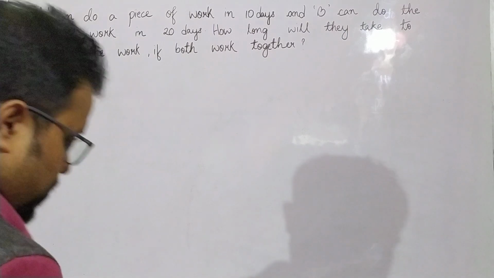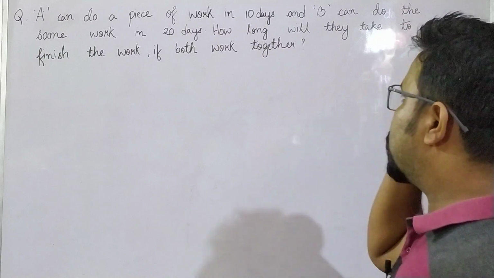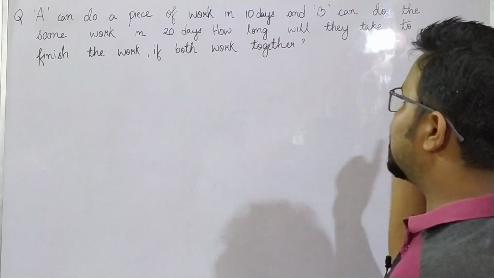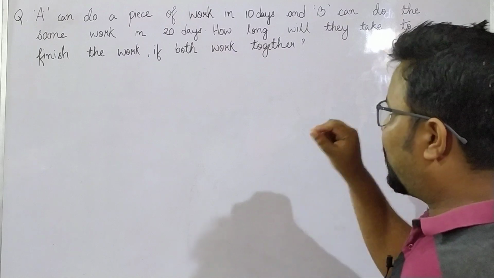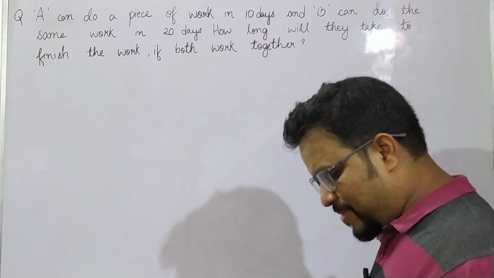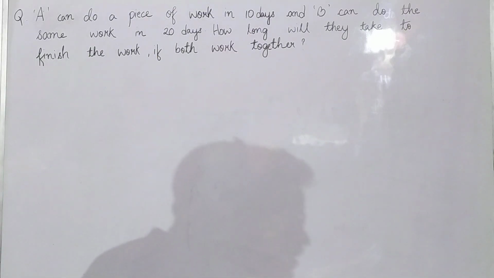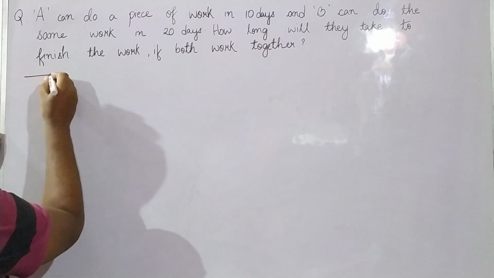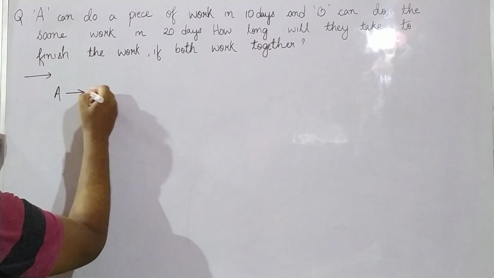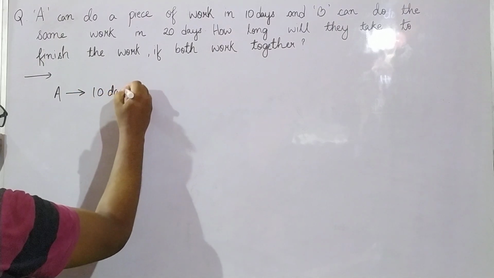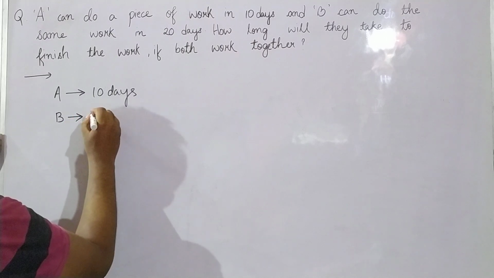Now let's start the question. The question is, A can do a piece of work in 10 days and B can do the same work in 20 days. How long will they take to finish the work if both work together? Very simple question. In the question, A can do a work in 10 days. B can do the same work in 20 days.